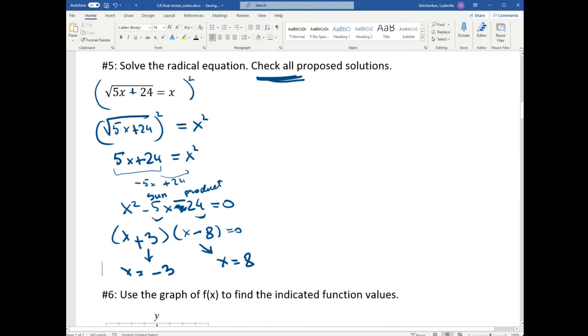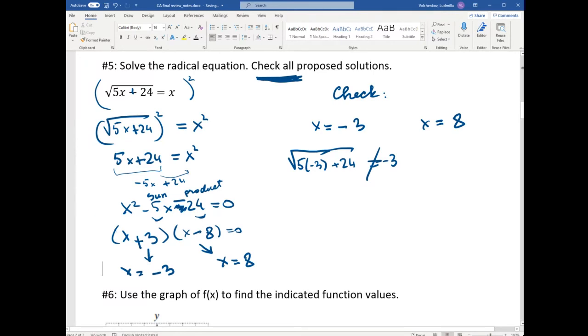And then we must check proposed solutions because we have squared the equation. So one of the solutions can be an extraneous solution. And actually, you see that negative 3 cannot work anyway, because square root of 5 times negative 3 plus 24 cannot be equal to a negative number. Square root is a positive number.